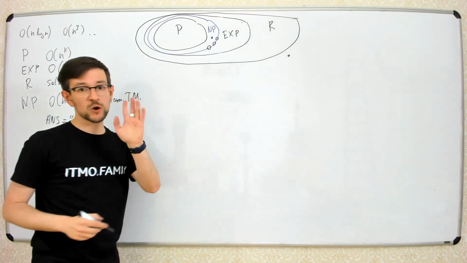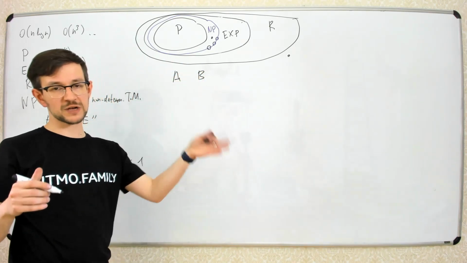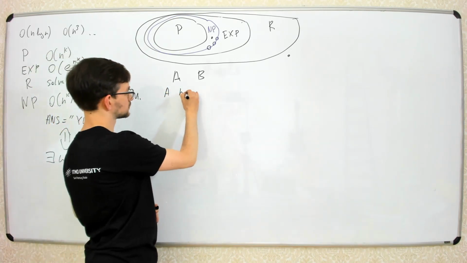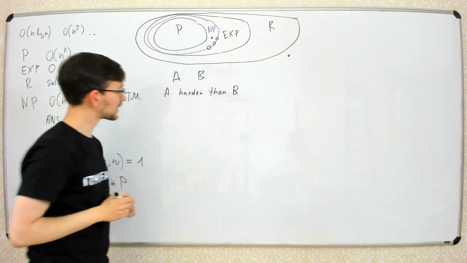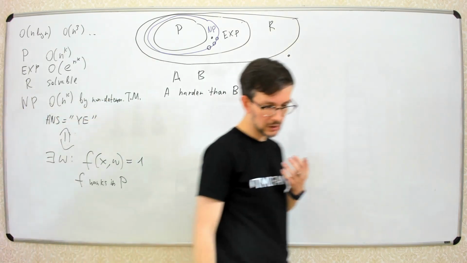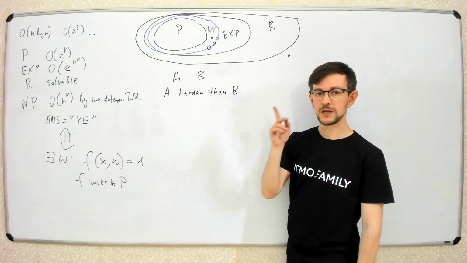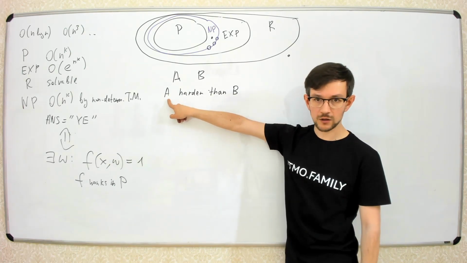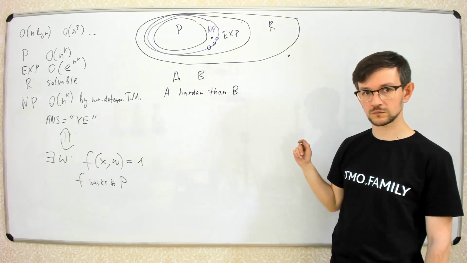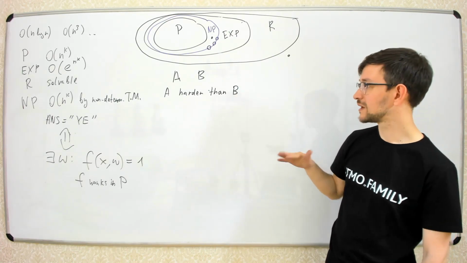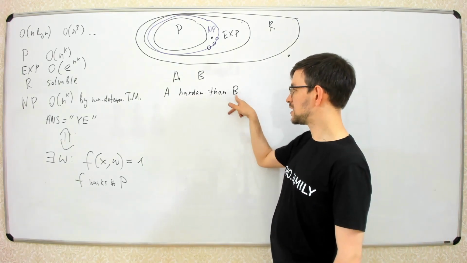So let's say you have two problems, problem A and B, and you want to prove that problem A is harder than problem B. Now, how can you prove this? What does it mean that problem A is harder than problem B? It means if you can solve problem A, then you can solve problem B as well. So problem A is harder than problem B if we can solve problem B by solving problem A.